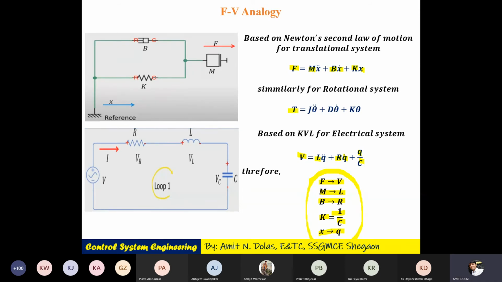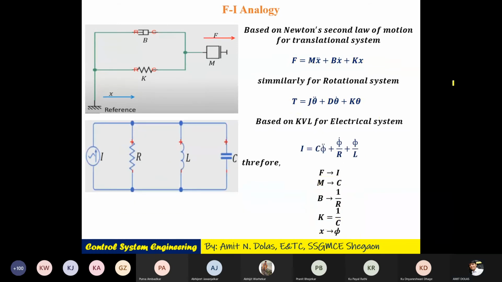Similarly, if we talk about torque, torque is analogous to voltage, J inertia is analogous to inductor, damper D is analogous to resistance, spring constant K is analogous to 1 by C, and angular displacement theta is analogous to Q, charge, of course. Another is the force current analogy. For the rotational system, I have similar relations in the earlier PPT, because a similar system is there with one displacement.